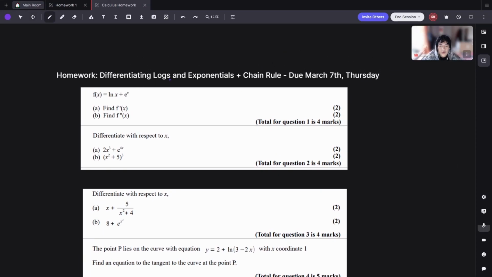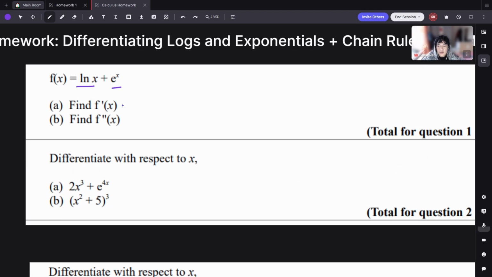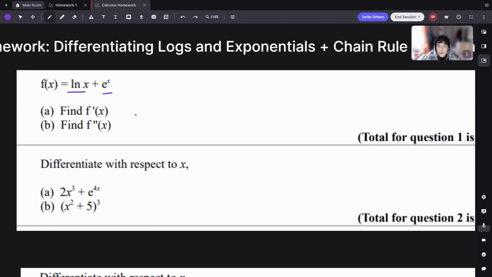So this is the differentiating logs and exponentials and chain rule homework. So we have f of x equals ln x plus e to the power of x, and we need to find the differential of them, and then the second differential. It's super easy, so we can just differentiate them individually. This becomes 1 over x plus e to the power of x, and f double dash x becomes negative 1 over x squared plus e to the power of x.